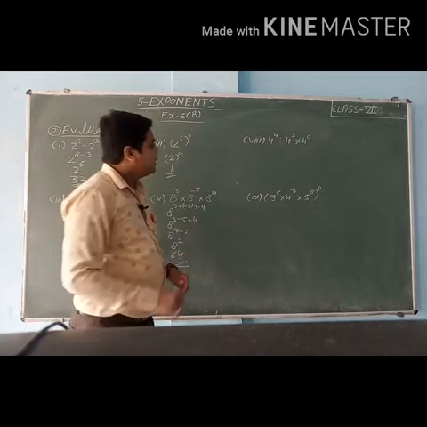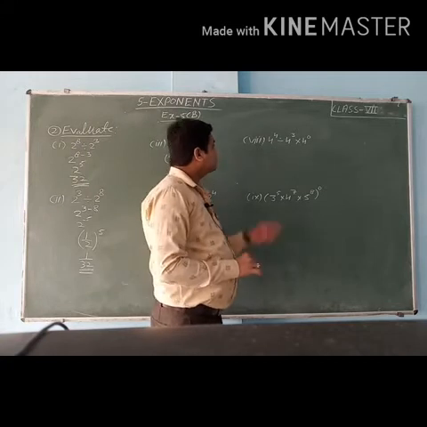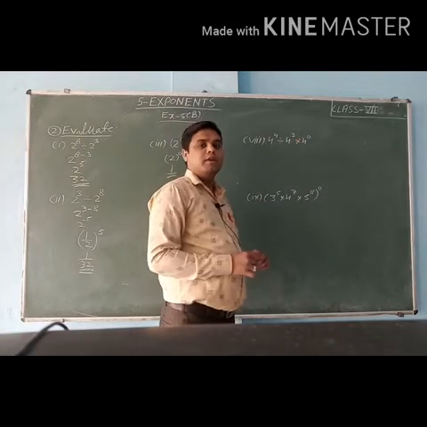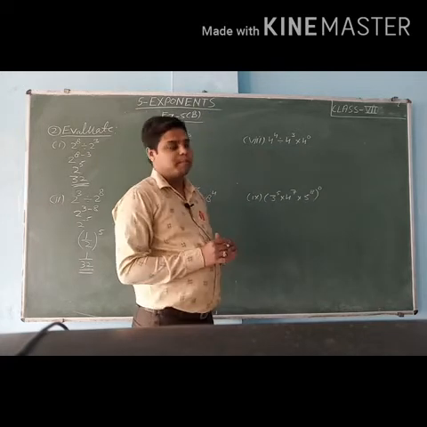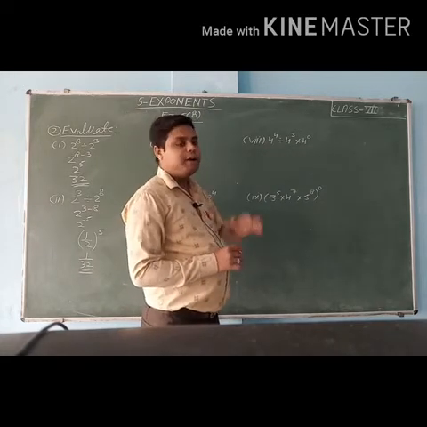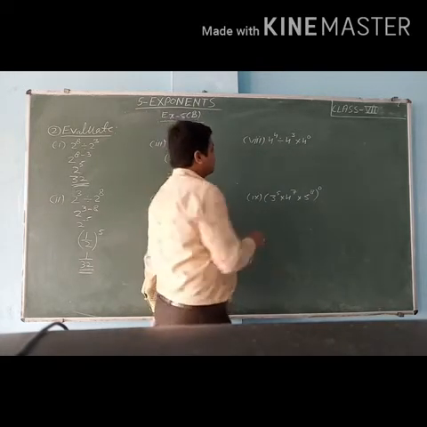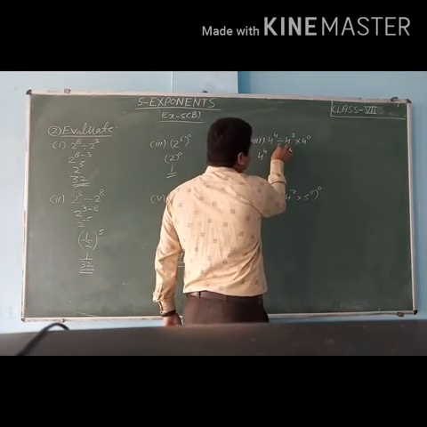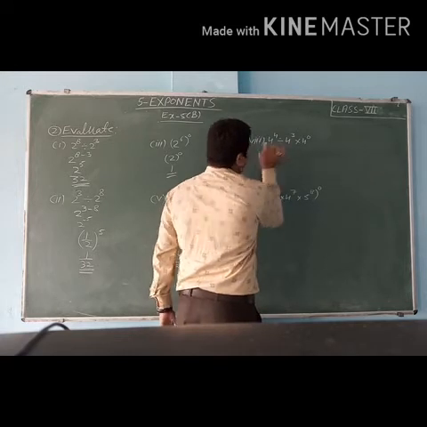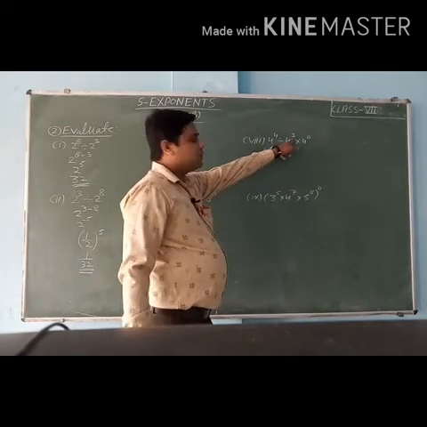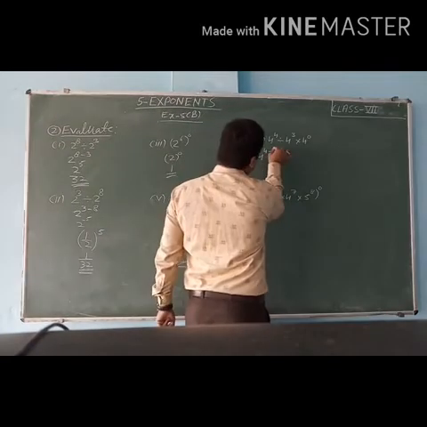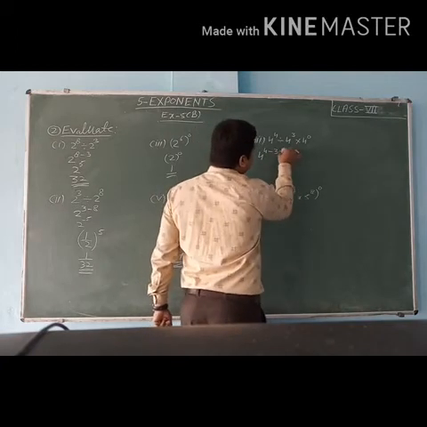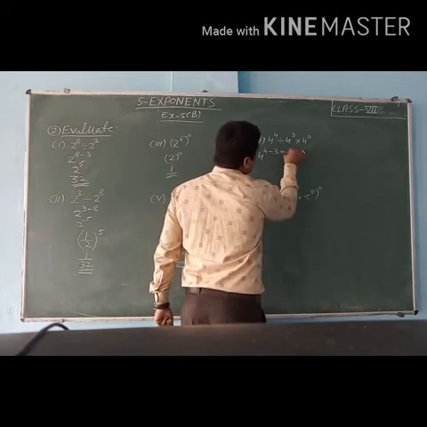Next, eighth part. 4 raised to power 4 divide 4 raised to power 3 multiply 4 raised to power 0. Bases are same and they are in divide and multiply. So see how we can solve. 4 raised to the power 4, then divide sign is coming, so we will write minus sign. Then power is 3, then 4 minus 3, then multiply sign, it means plus. Power is 0, so plus 0.